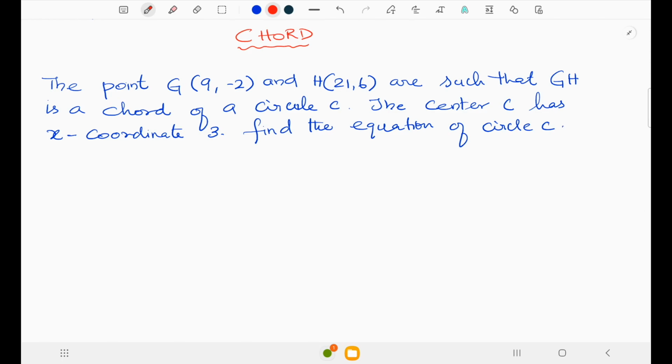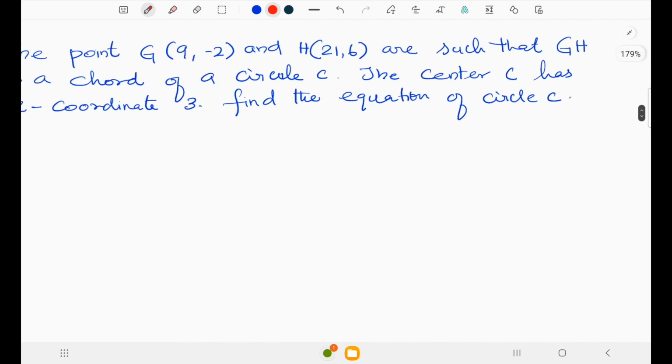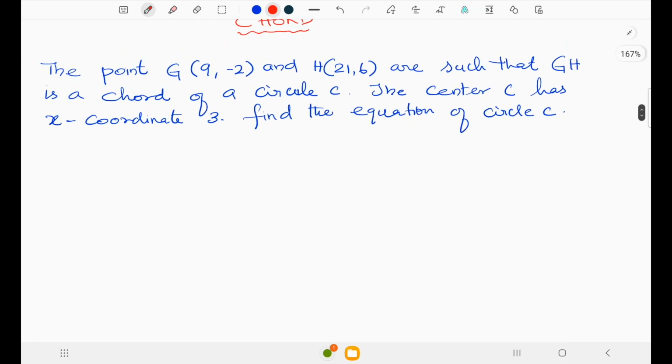Today let us discuss a small exercise on chord. Given that the points G (9, -2) and H (21, 6) are such that GH is a chord of a circle C. The center C has x coordinate 3. Find the equation of the circle.